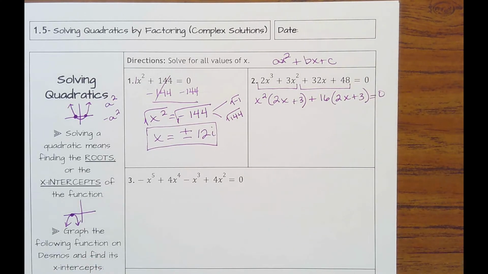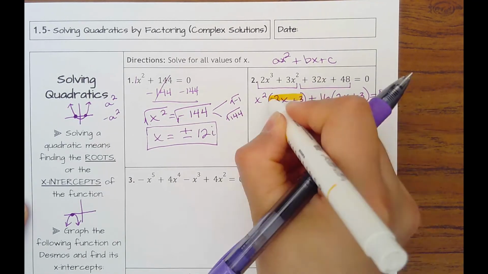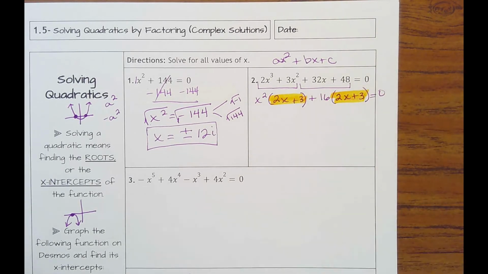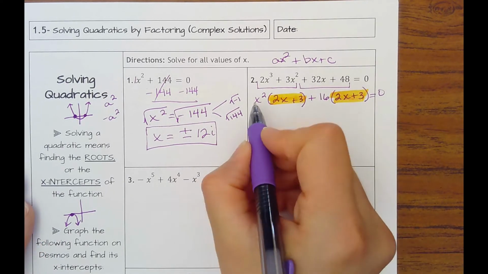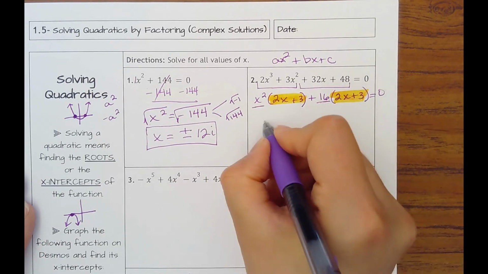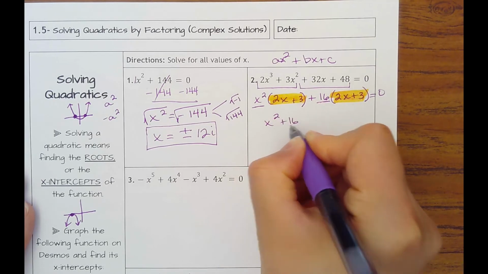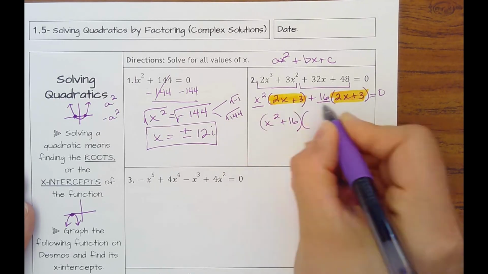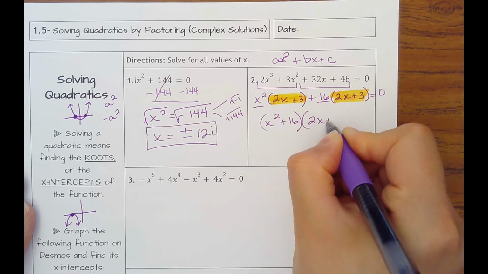And remember, when you're doing grouping, things that are in parentheses should always match exactly. If they don't, then you did it wrong. But how we actually write our answer is we take the two GCFs and put them together, x squared plus 16, and then these become just one factor.